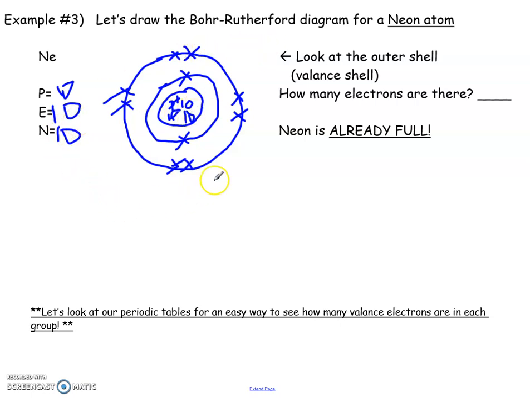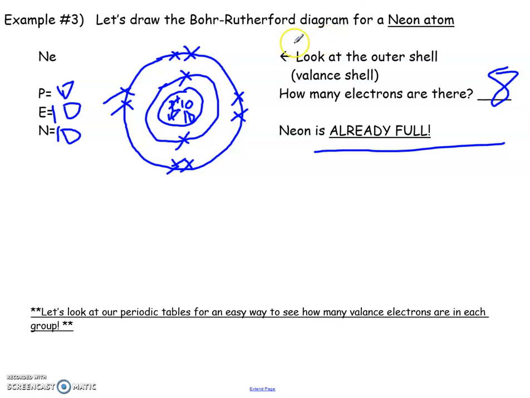Let's look at our outside shell. Our outside shell has 8 electrons. It's already full, so neon actually will not make an ion. Actually, none of the elements in the same family as neon will create an ion. They are the noble gases, and they are very unreactive. That's the main reason why: they already have a full valence shell, so there's no need for them to do any sort of chemical reaction or changes.